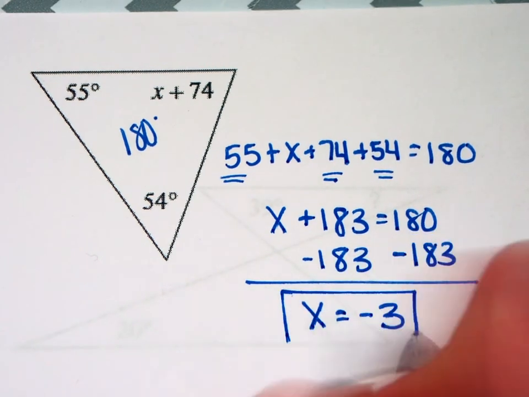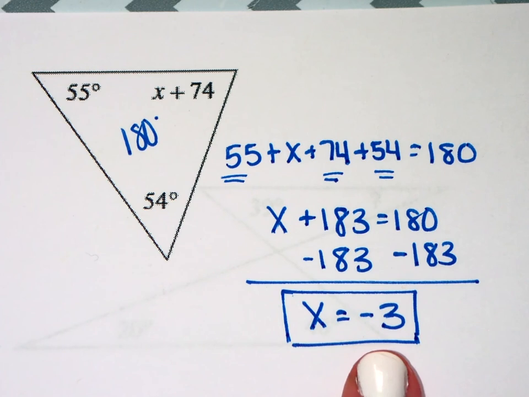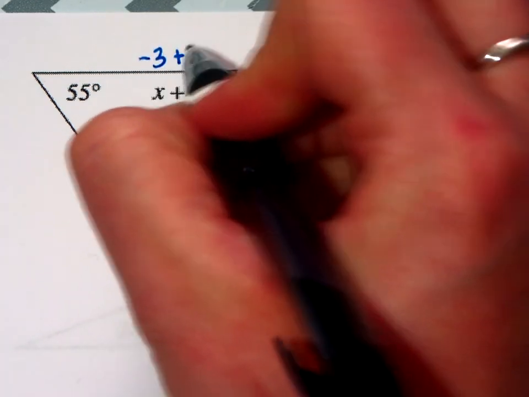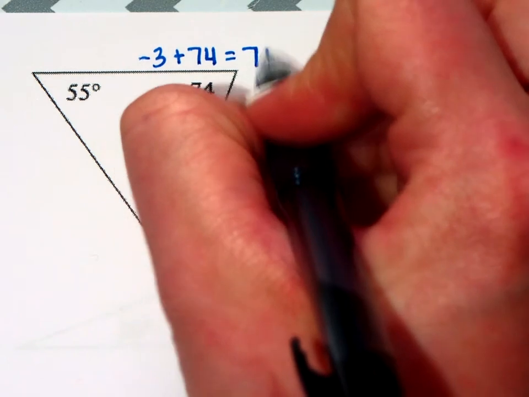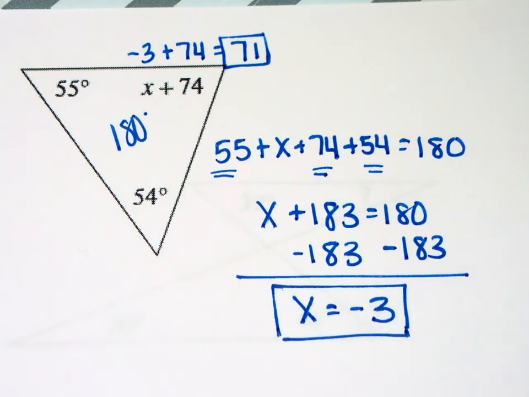I'm sure at this point you're like, wait a minute, I get a negative answer. That can't be good. Hopefully you remember that angles can't be negative, and that is correct. Angle measures cannot be negative, but my variables can be any kind of number. Positive, negative, decimals, 0, it doesn't matter. So to make sure that I got the right answer, because the negative is alarming, all you have to do is plug it in. Negative 3 plus 74 is 71. So my angle measure for this unknown section is still a positive number.